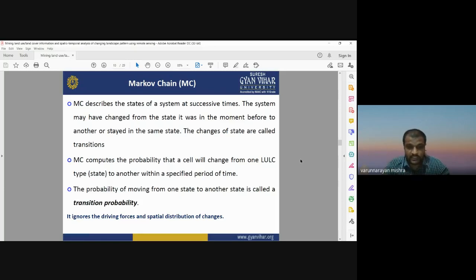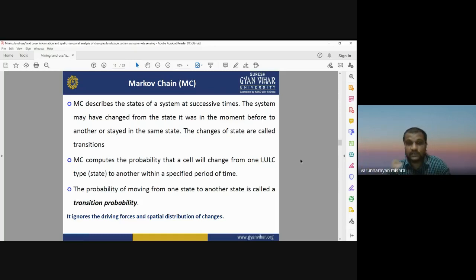Transition probability matrix I have already discussed. It provides us the probability of the changing of a pixel of a class into another class. But Markov chain ignores the driving forces and the spatial distribution. Markov chain only provides us the quantitative information, but where the change is going on, and what the driving forces behind that change are, will not be described by the Markov chain.